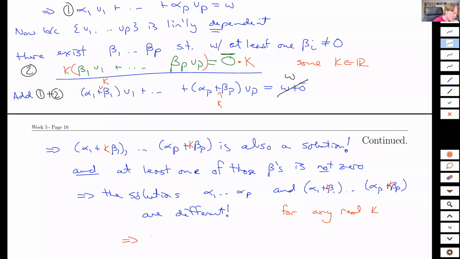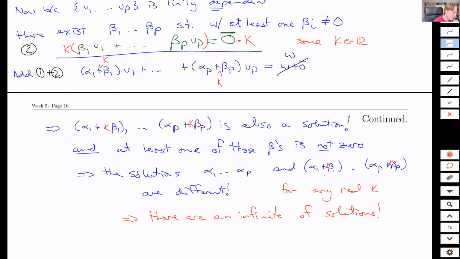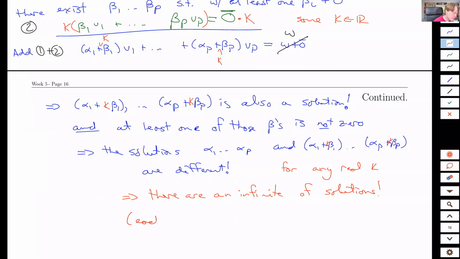And that means there are an infinite number of solutions. Each k gives a new solution. And because k can be any real, I can pick an infinite number of real k's. That means I'm going to get an infinite number of solutions back out of this.